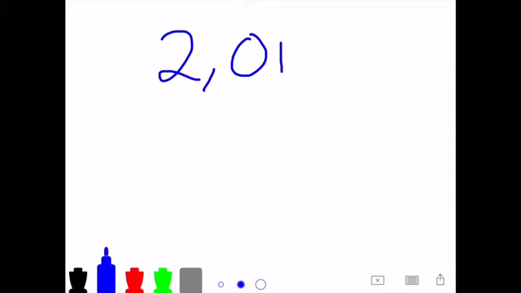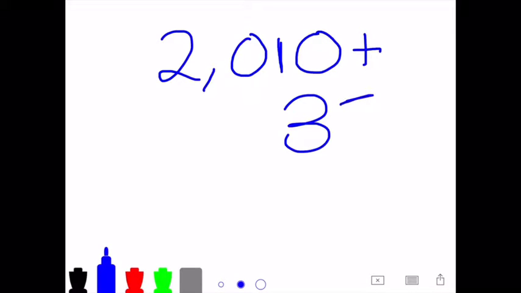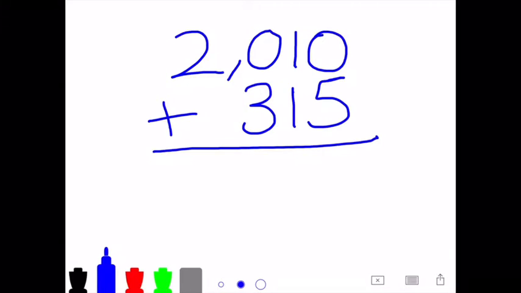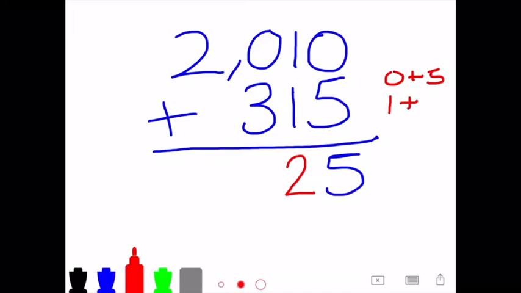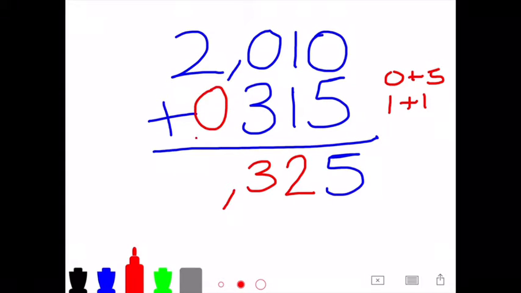Okay, 2010 plus 351. Now we're going to add them by using our tens and units in a vertical form. Like the normal addition, this one is just in a vertical way. So 0 plus 5 is 5. I'm just going to show you an example in a horizontal way, like our normal type of thing in primary school. So 1 plus 1 would be 2. Now 0 plus 3, which is 3. And the imaginary 0 there, so 2 plus 0 is 2. So 2,325.